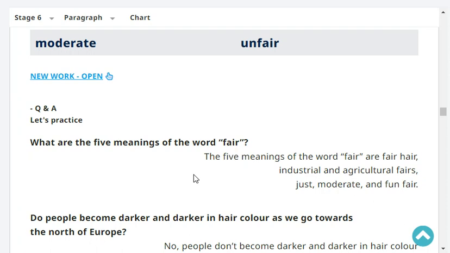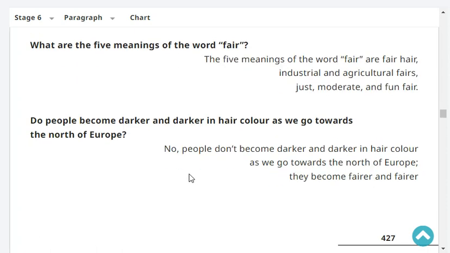Do people become darker and darker in hair color as we go towards the north of Europe? No, people don't become darker and darker in hair color as we go towards the north of Europe. They become fairer and fairer.